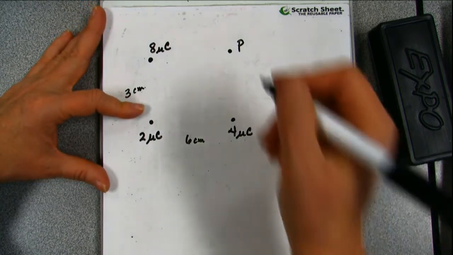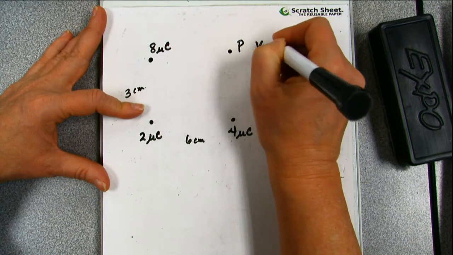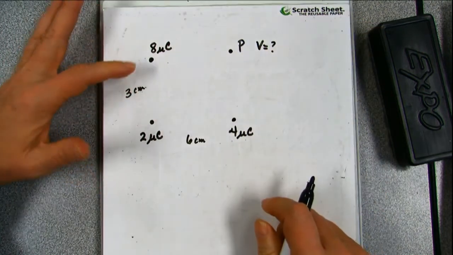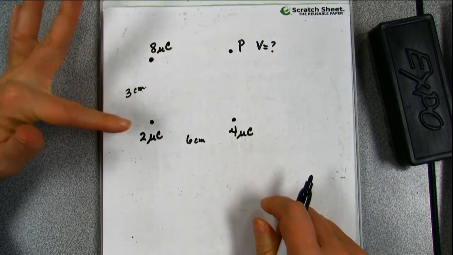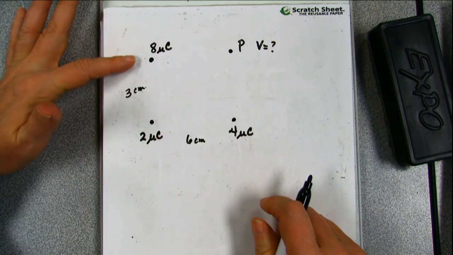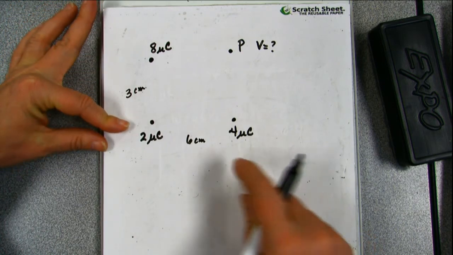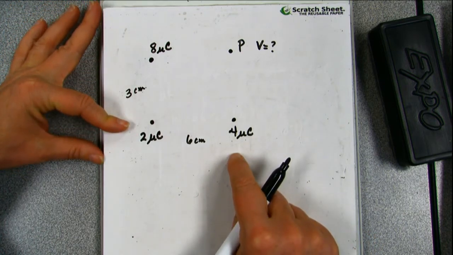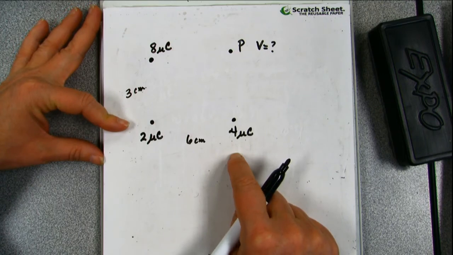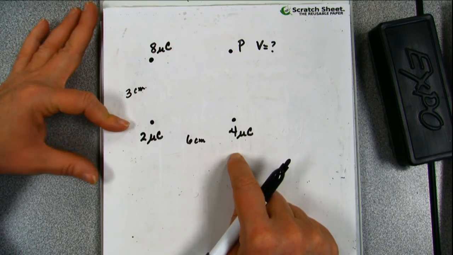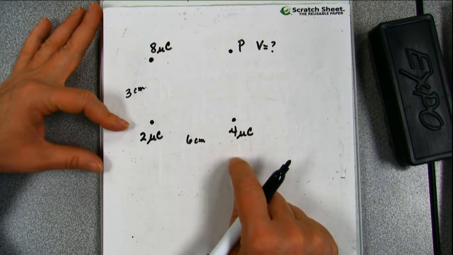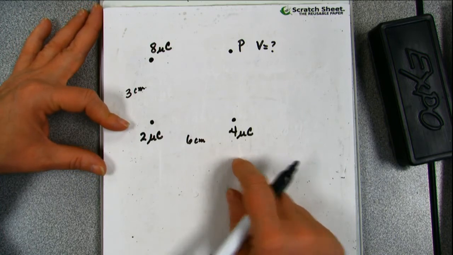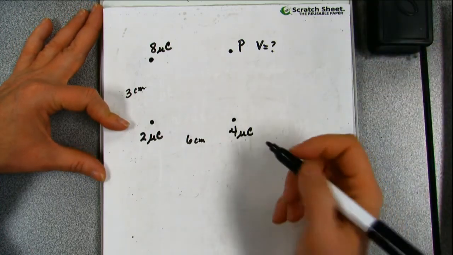So if I want to know the potential at this point, I just got to find the potential at this point for the potential due to this charge, the potential due to that charge, and the potential due to that charge, and add them together. I don't have to really worry about it so much. So let's go ahead and do that.